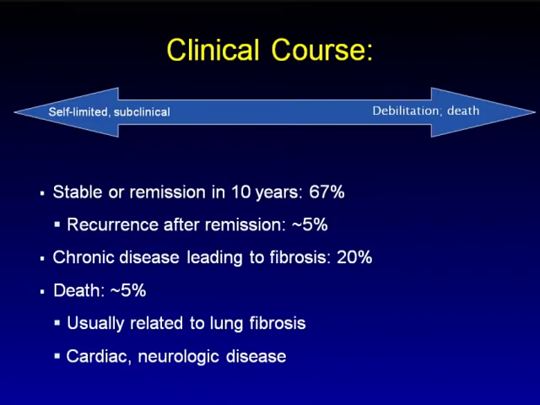So there's a broad range of clinical presentation here. Some patients are asymptomatic or have very limited disease, while other patients have real debilitating disease ending in death, unfortunately. But luckily for 2/3 of patients, they have stable disease or they enter remission in about 10 years. And after remission, very few recur. Unfortunately, for 20% of patients, they go on to develop chronic disease and lung fibrosis. And in about 5% of patients, they end up dying from their disease, typically related to their pulmonary manifestations, and sometimes related to cardiac and neurologic involvement.